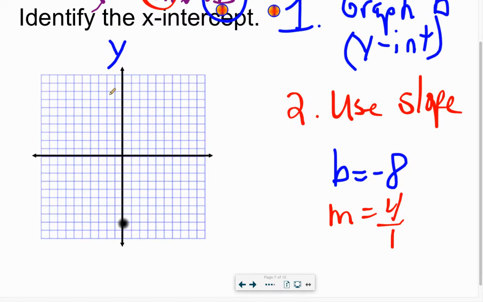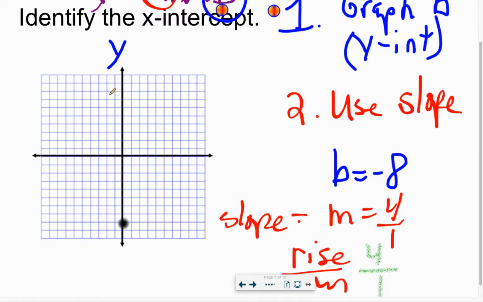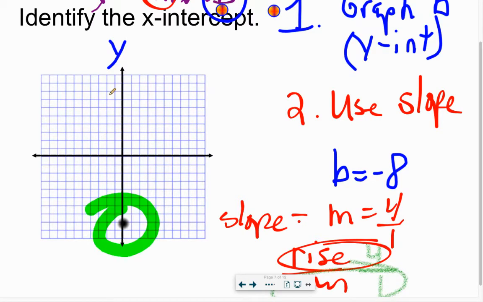Please remember that our slope was m, which also equaled rise over run. When we pull that fraction down, it tells us we're going to rise 4 and run 1. From this y-intercept right here, go and rise 4. So go up 4. 1, 2, 3, 4. And then it says to run 1. So from here, go over 1 spot and make a dot. That's where our point is.